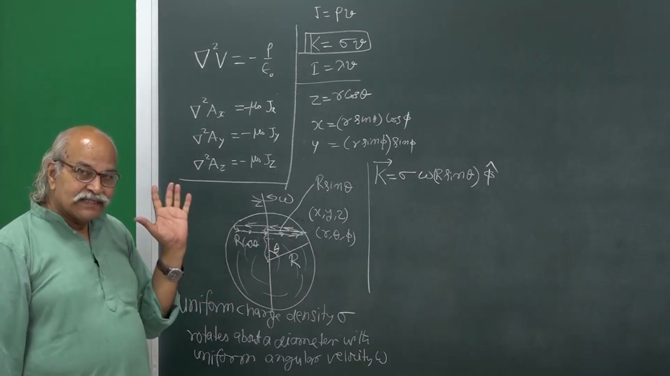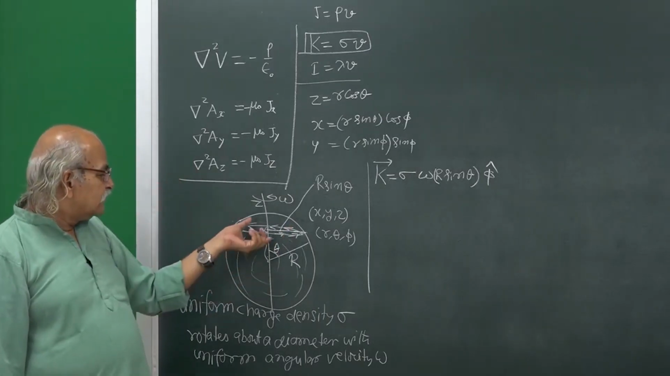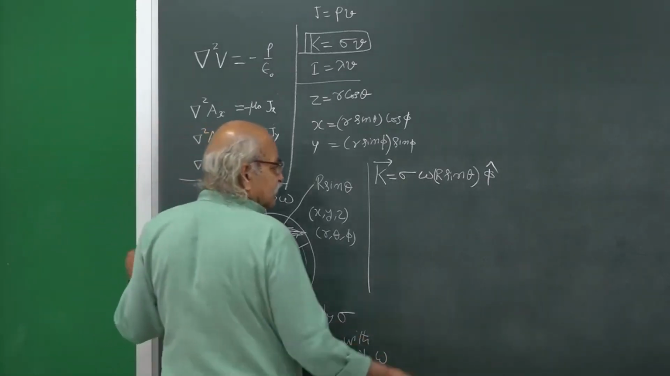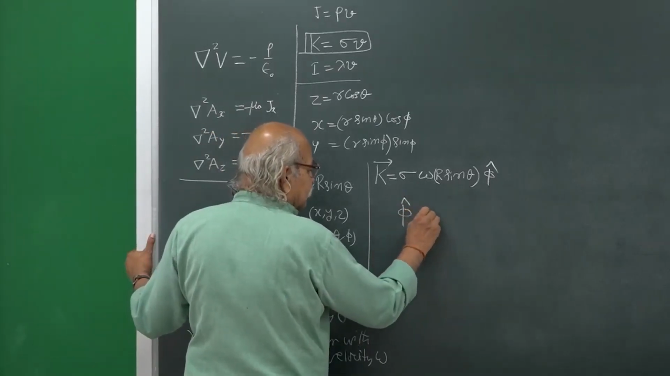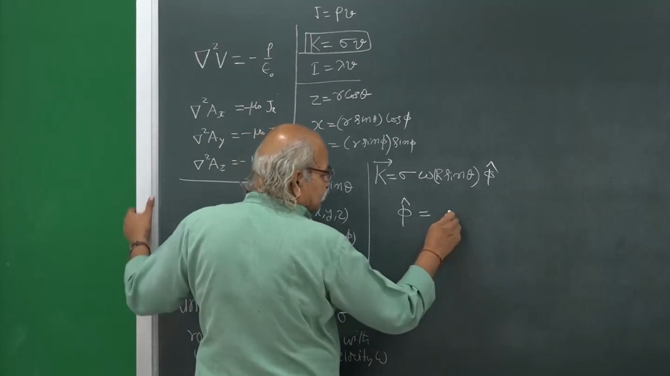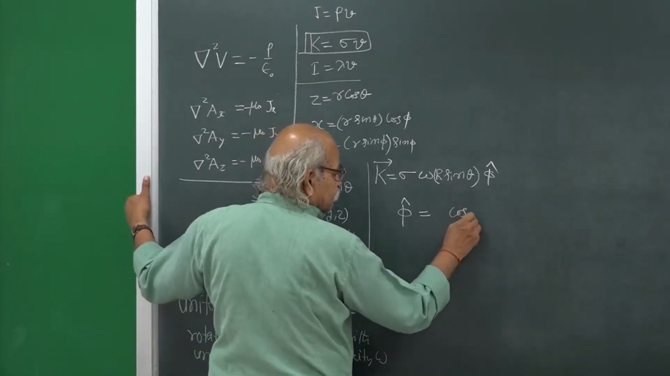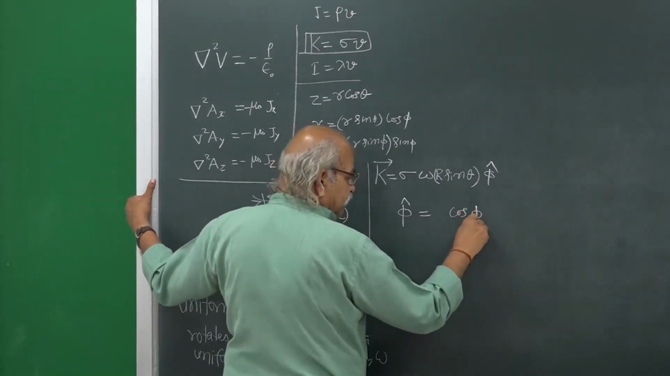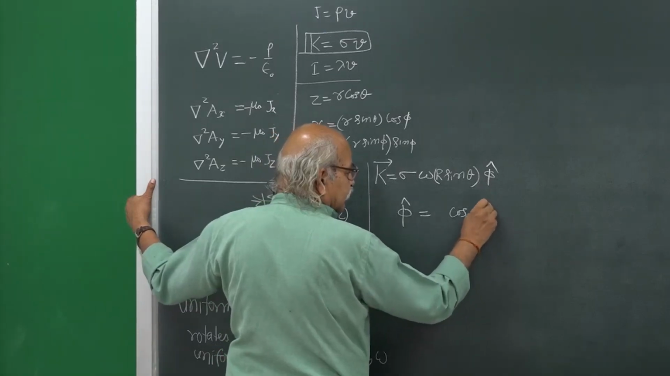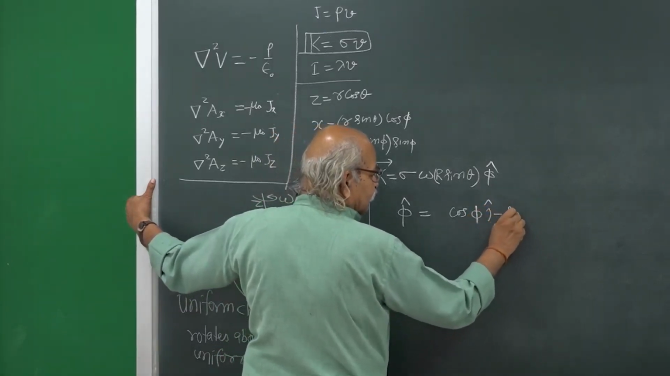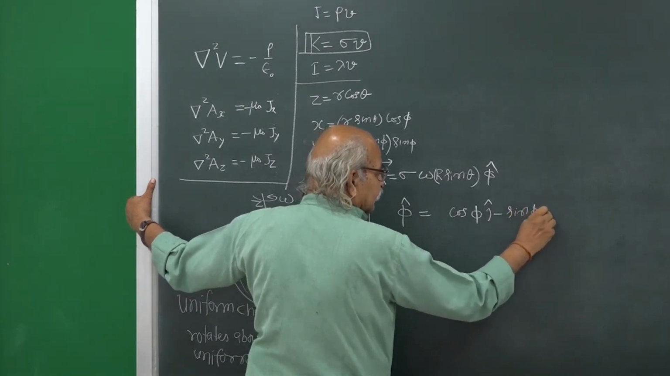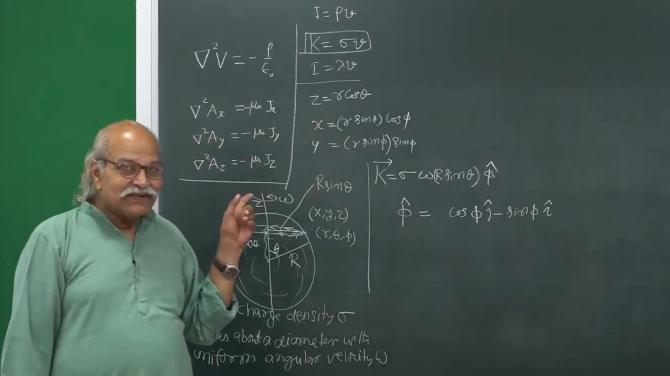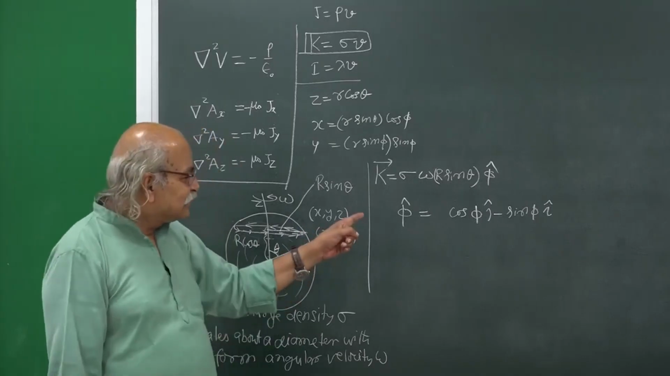If this is vertical, this phi cap is always horizontal. So, the z component is always 0, and the x and y components will be there, and we had done it in the previous lecture itself. This phi cap will be, let me see if I remember it correctly, cos phi in the j cap direction, and minus sin phi in the i cap direction. We did it in the previous lecture.